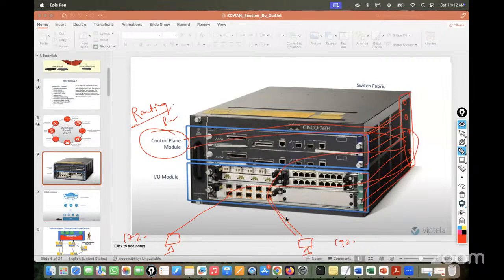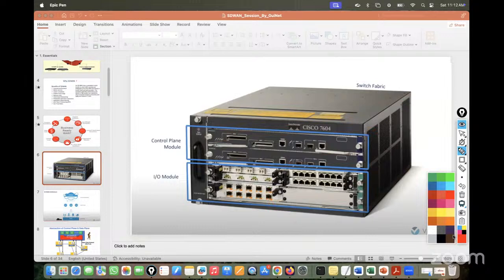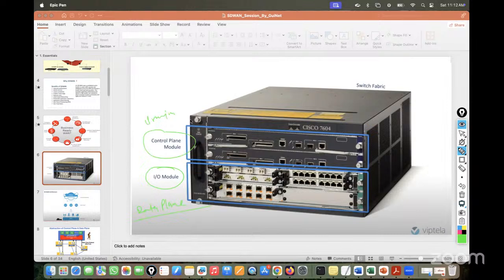So this is how your decision is going to happen in the normal router, normal switch. Within the box, you have your IO module, that is your data plane processing module. You have the brain, that is your control plane processing module, right? This is for the control plane. And you have the switch fabric, which is just acting as a broker.